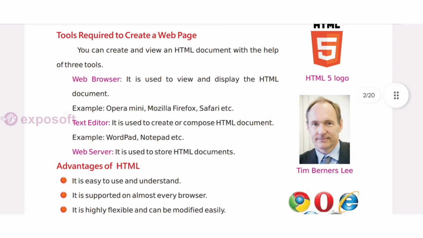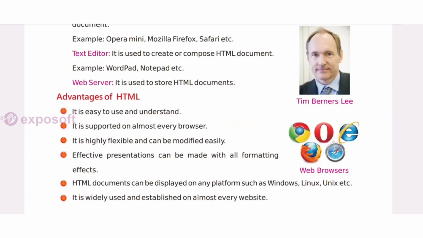Tools required to create a web page. Web browser. It is used to view and display the HTML document. Example: Opera Mini, Mozilla Firefox, Safari, etc. Next is text editor. It is used to create or compose an HTML document. Example: WordPad, Notepad, etc. Web server. It is used to store HTML documents. HTML was introduced by the British computer scientist Tim Berners-Lee.